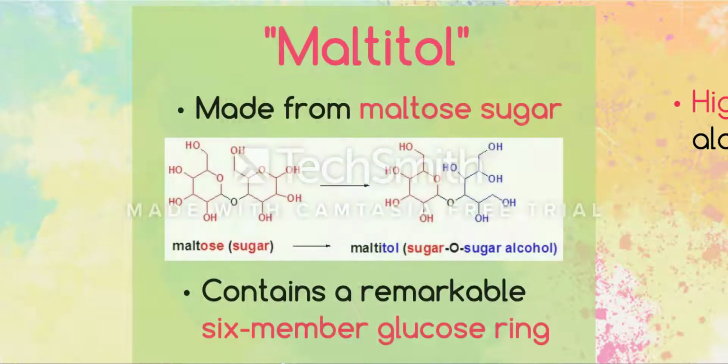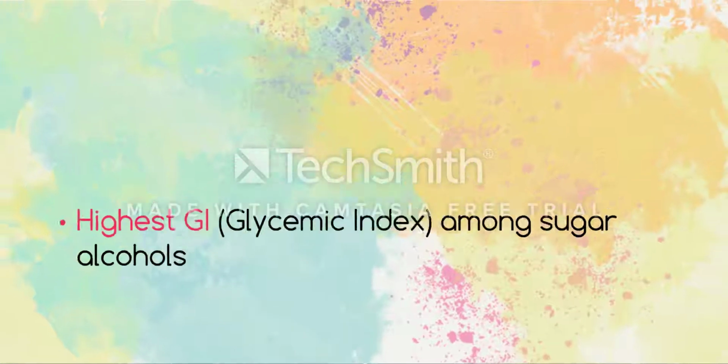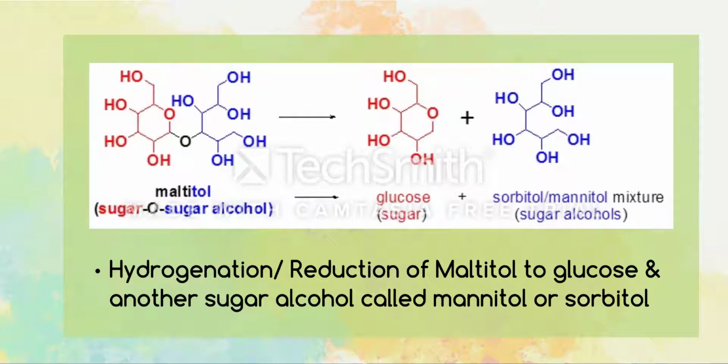Maltitol is another sugar alcohol modified from maltose sugar. Unlike most sugar alcohols, a simple chain of hydrocarbons with alcohol, in maltitol is bound to a remarkable 6-membered ring. This, in fact, is a glucose ring, so maltitol is a sugar alcohol bound to a sugar. Interesting, huh? And this is why the glycemic index of maltitol is the highest among all the sugar alcohols. More interestingly, when maltitol is made from maltose, a glucose ring of a maltitol is hydrogenated or reduced, or converted from glucose to mannitol or sorbitol.